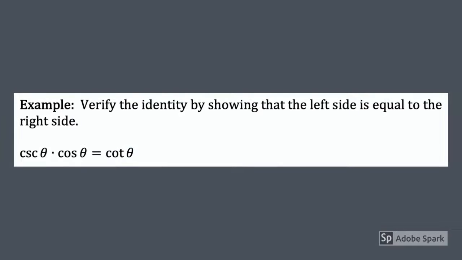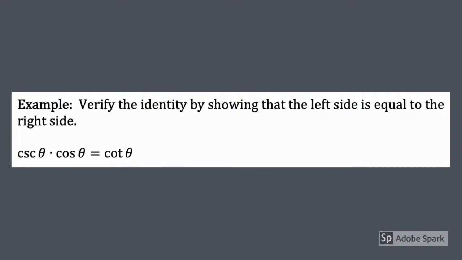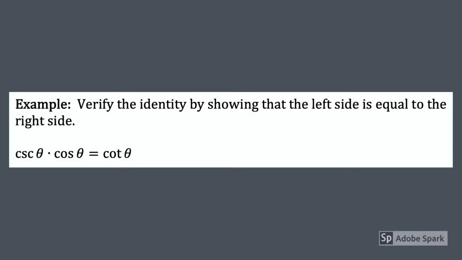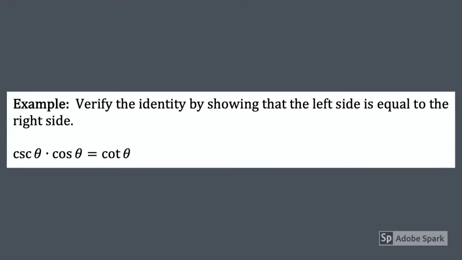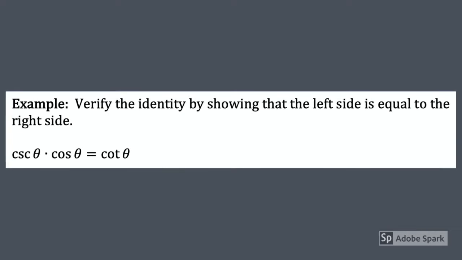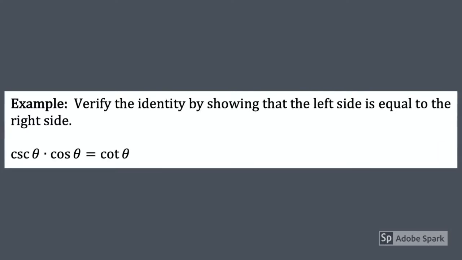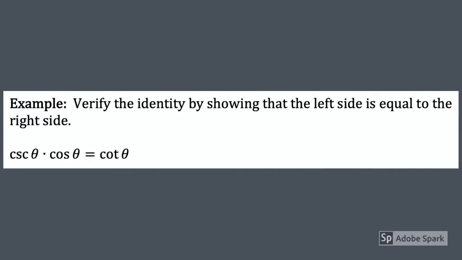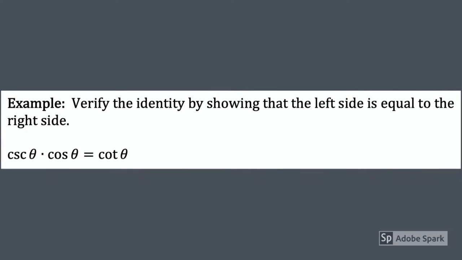Your directions for every verifying a trig identity problem will say, verify the identity by showing that the left side is equal to the right side. So, in other words, I have an equation shown and I want to show that the two sides are equal. For the sake of organization, we're always going to start on the left side and using valid algebra and identities show that we can turn the left side into the right side.